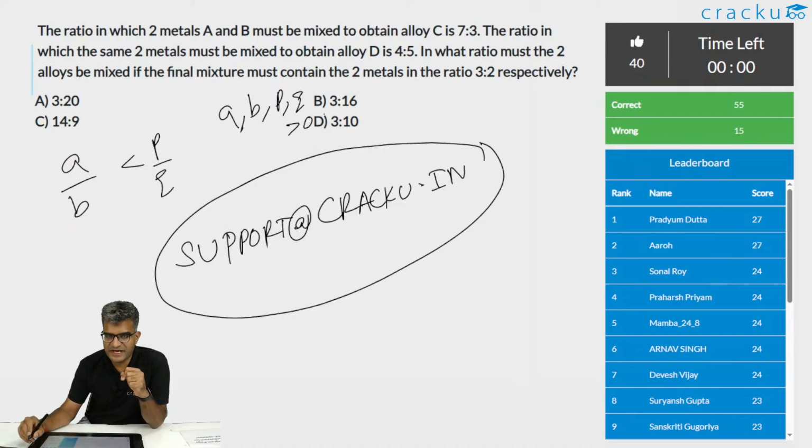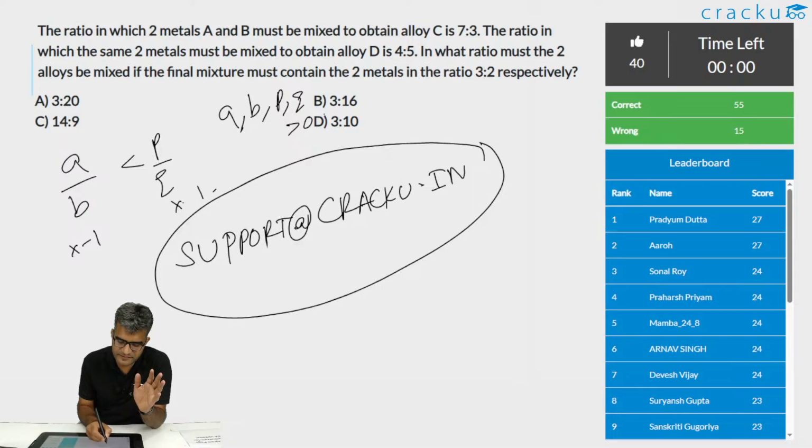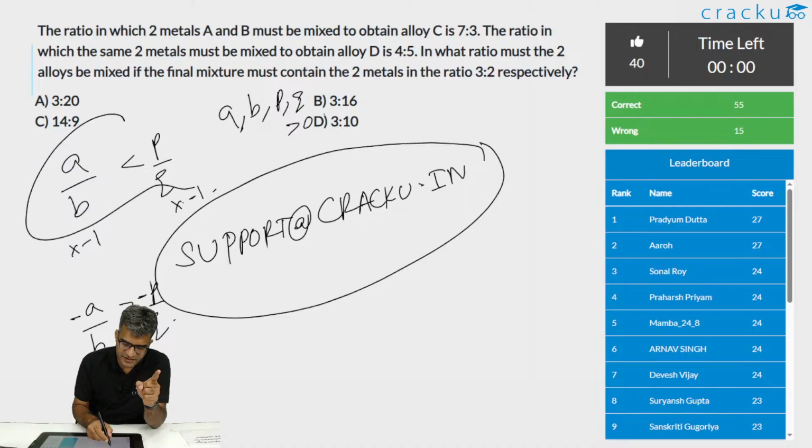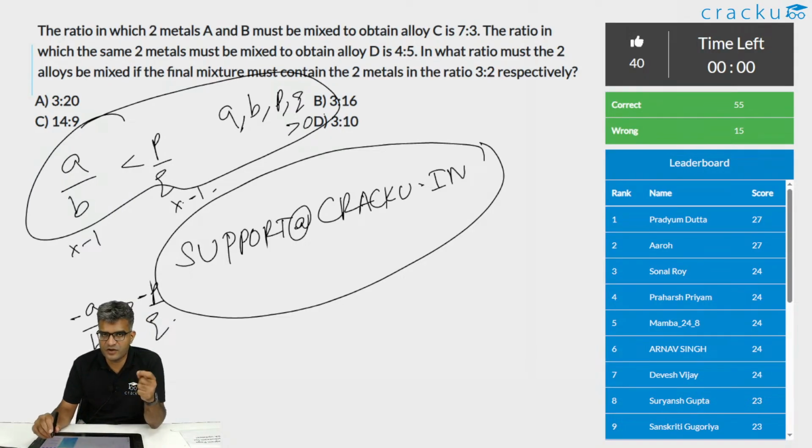Normally, if you are multiplying any inequality with a minus sign, the sign of the inequality will change. So suppose you are multiplying this with minus 1 and this with minus 1. Then minus a by b is greater than minus p by q. Whenever you are multiplying an inequality with a minus number, the sign of the inequality will change. So whatever I mentioned over here with cross multiplication, I assumed that all of them are positive.